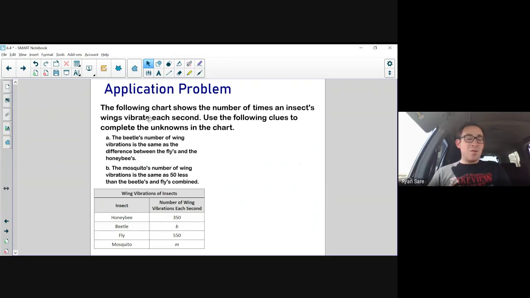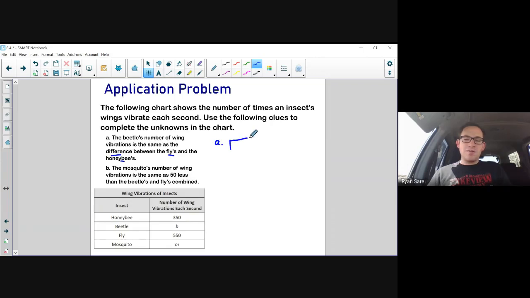So here we see we're going to have to do a couple steps. In this case, we're not doing it with a bar graph, but rather we are using the information from the chart. We're going to have to figure out what the missing information is. So this is going to be my work for part A. And I'm going to reread this part. The beetle's number of wing vibrations is the same as or equal to the difference between the flies and the honeybees. So here we see the flies' number of wing vibrations each second and the number of honeybees' wing vibrations per second. Difference means I'm going to take these two.